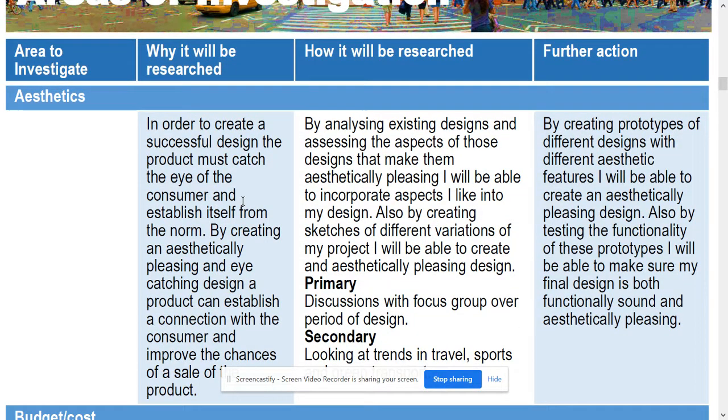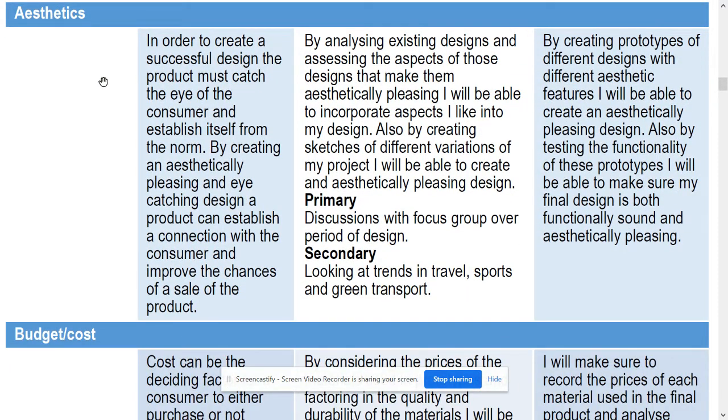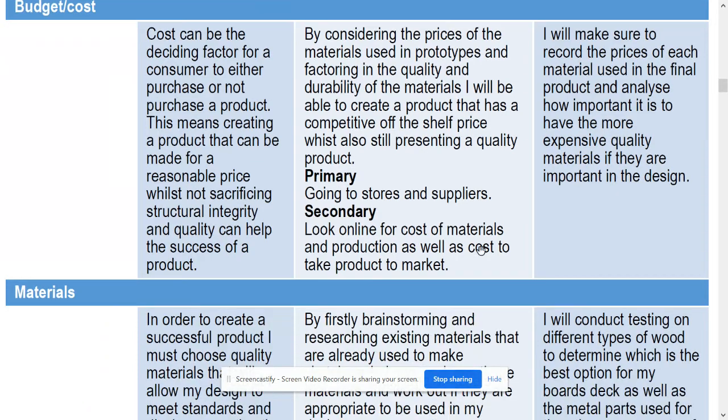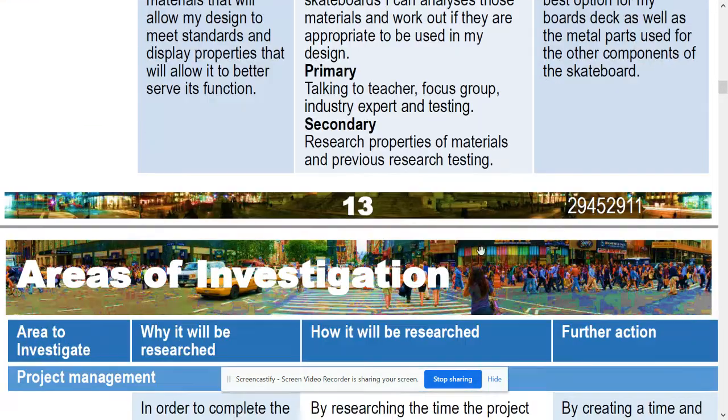Aesthetics, obviously always important. He wants to sell the product. He wants his folding skateboard to be appealing to the target market, to the people that might buy it. So some information there. There's going to be a budget and cost, as usual, looking at what people would normally pay for a skateboard. I mean, you need to design it for a reasonable price so it can be marketable, essentially. What materials you might use.